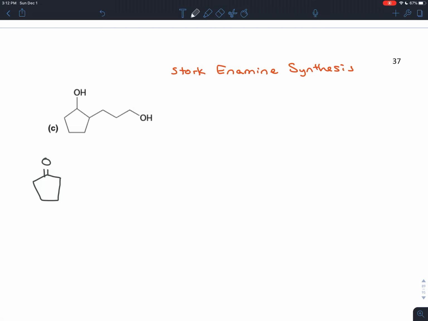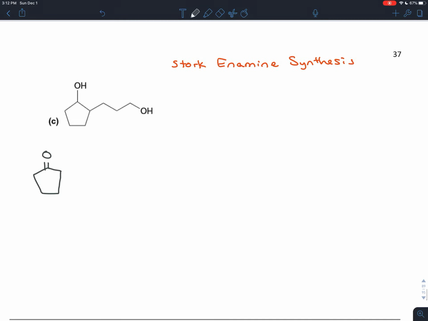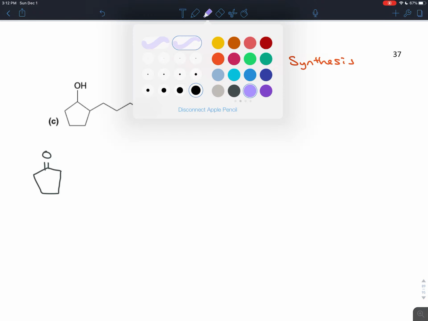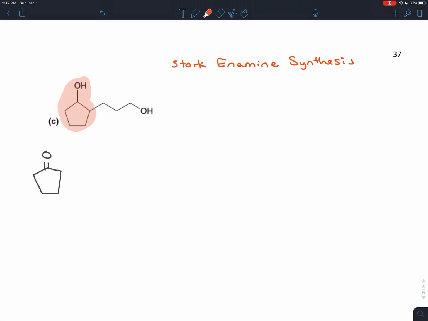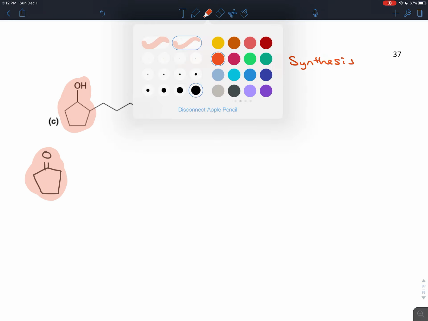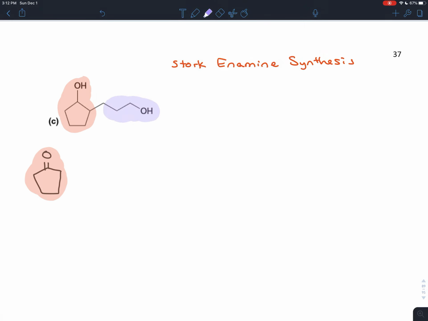What we know about cyclopentanone is, sure, its carbonyl carbon is electrophilic, but we can easily turn the alpha carbon into a nucleophile. Now, if we did turn this into a nucleophile, let's visually organize the product we're trying to get, compare it to what we know we have. So what else do we need to add? We need to add that whole group there.